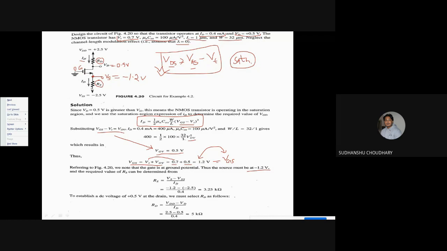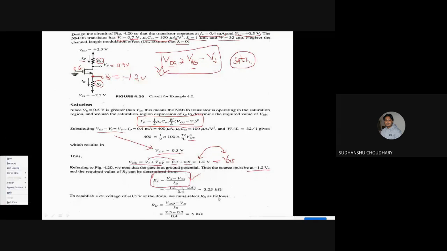Now this source resistance can be found. Since we now know the source voltage, VSS is also known to us, and the drain current is also known to us. The same drain current is flowing in the source also, through this source resistance. So one can find out the source resistance: the source resistance is VS minus VSS divided by ID.